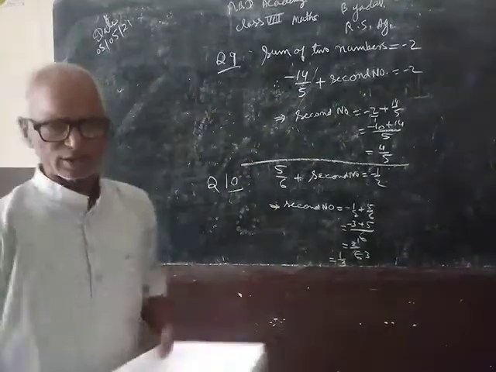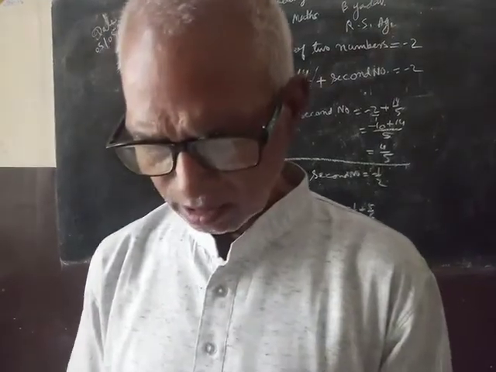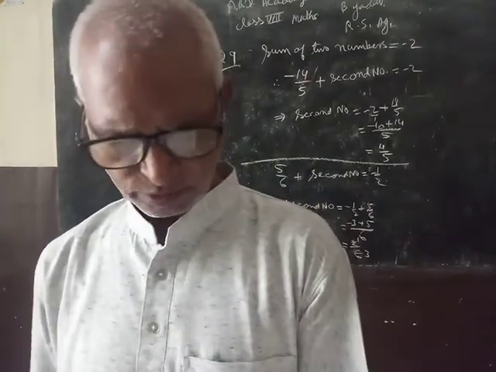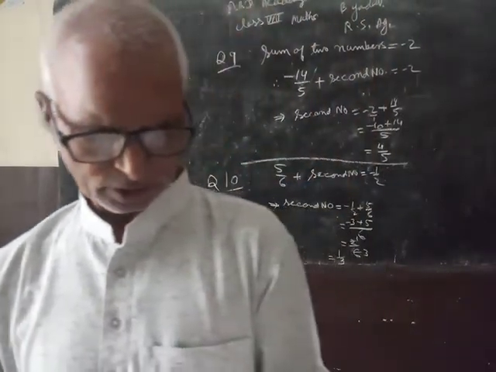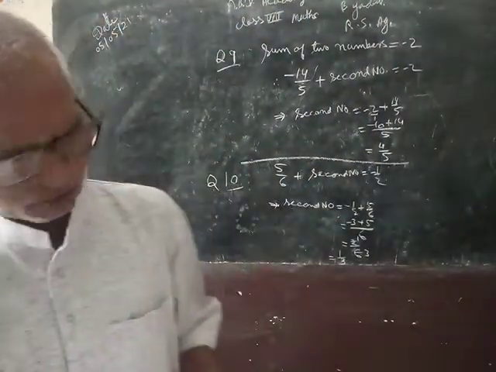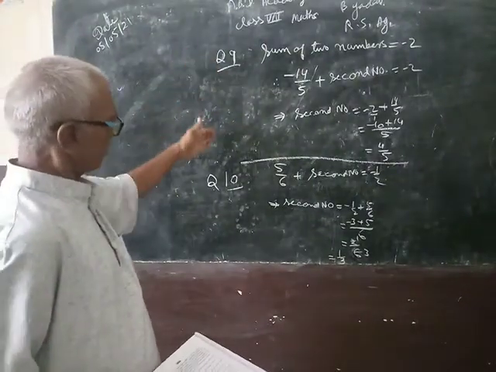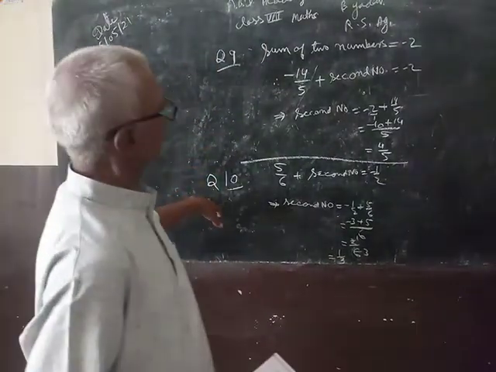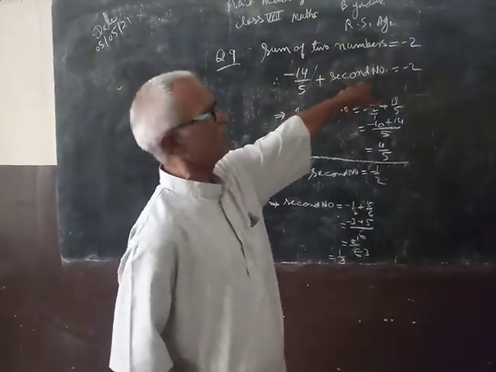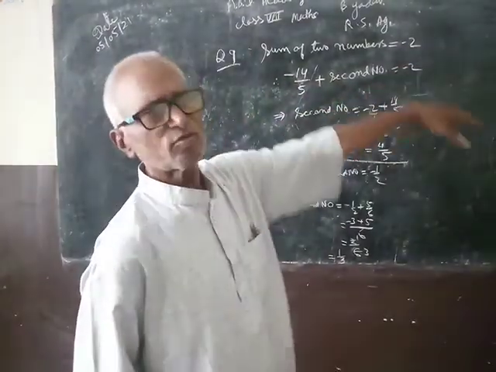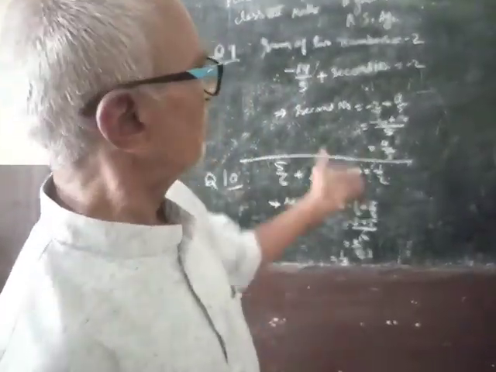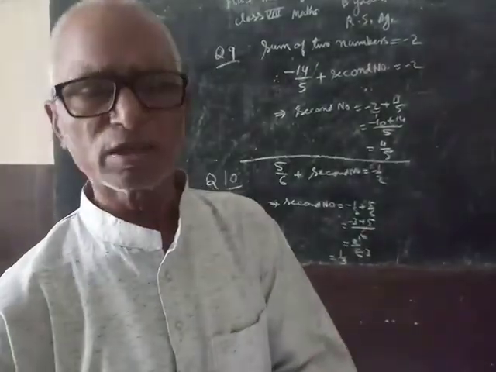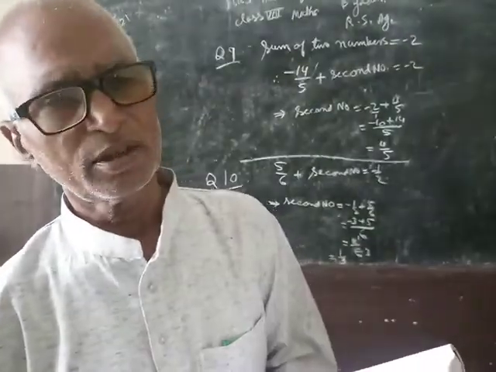Number 9 and number 10 are similar. I did it for your convenience. In both questions, the second number is required and the sum is given. So the method of question 9 and question 10 is similar. You have to write first number plus second number is equal to sum of the numbers. Take one number to the right hand side and by doing some operation of addition or subtraction, whatever may be, the second number will come.